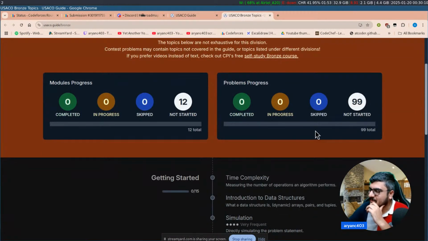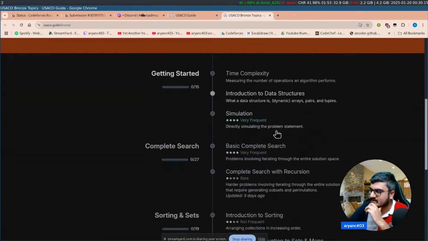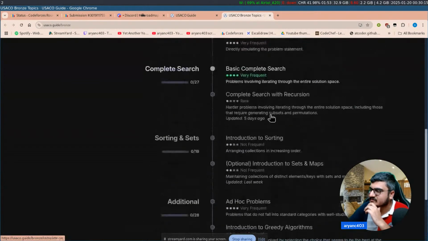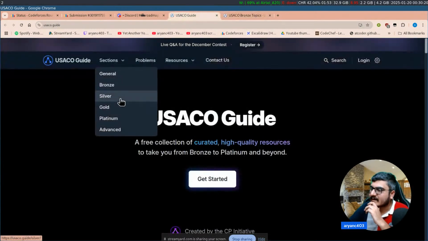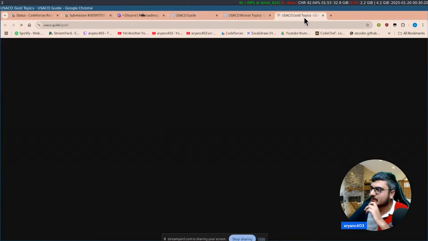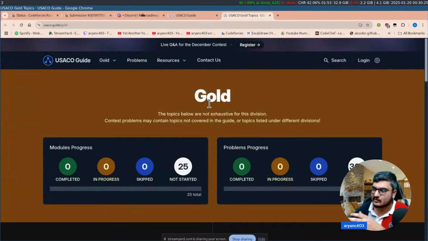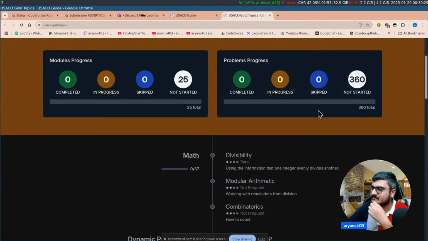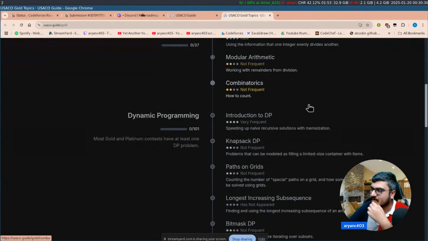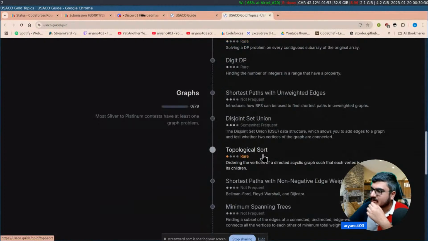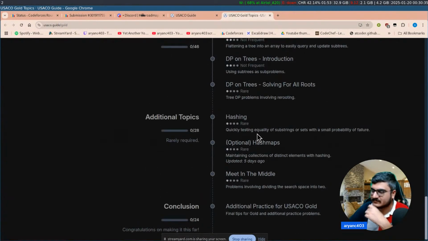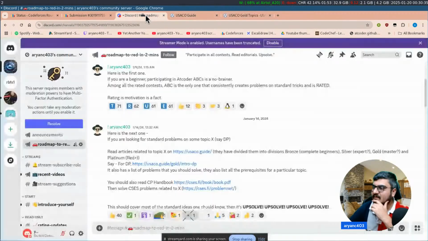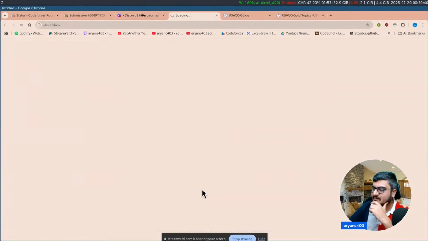Like around 99 problems are there, which cover introduction to data structures, simulation, basic search, sorting, searching, geometry, etc. And similarly, if you look at gold, it is between D2 and D3. 360 problems are there. You have modular arithmetic, combinatorics, DP problems, graph problems, etc., trees, and you can try to solve these problems. You can also alternatively pick the CSES problem set.